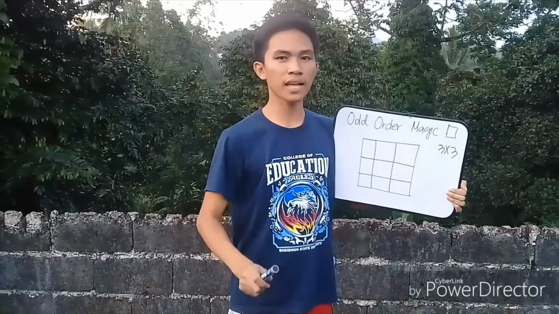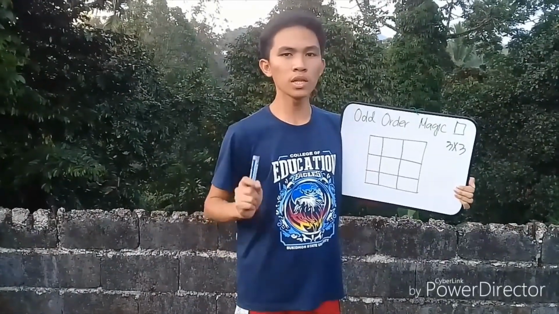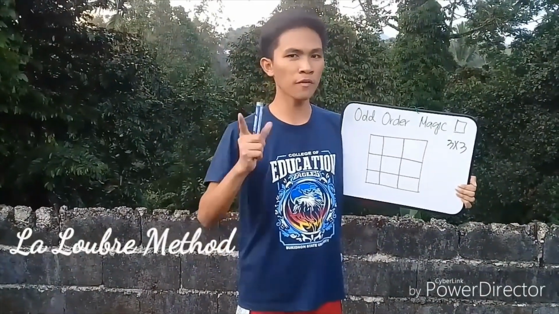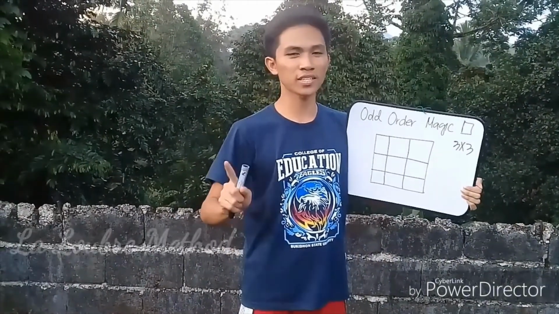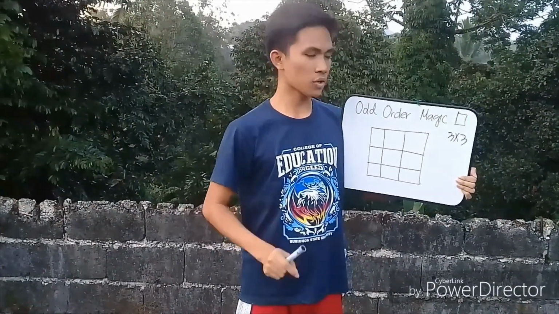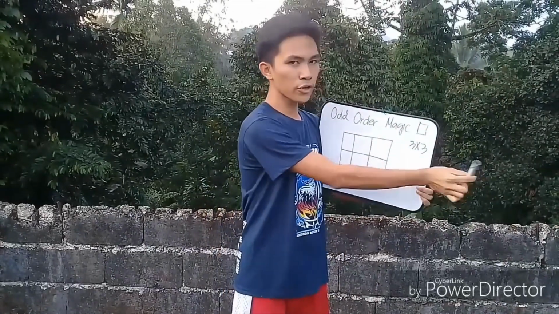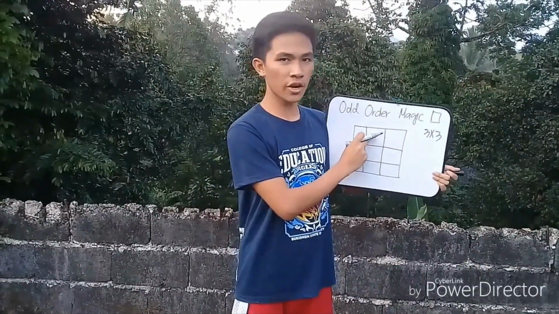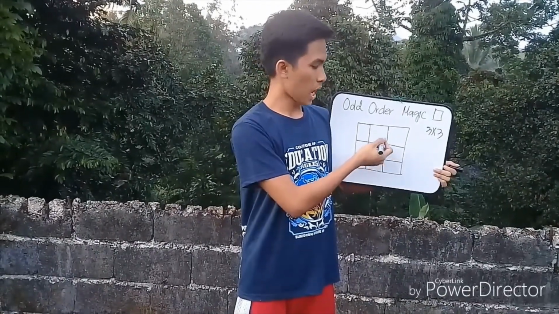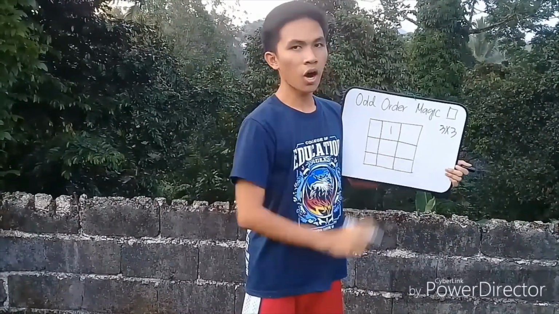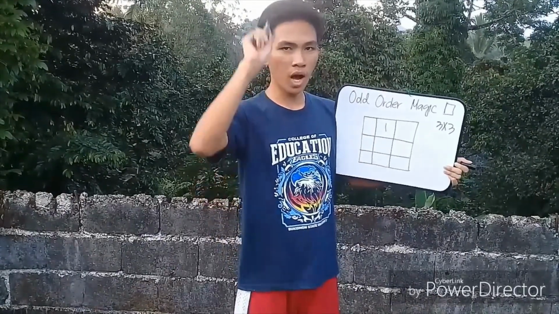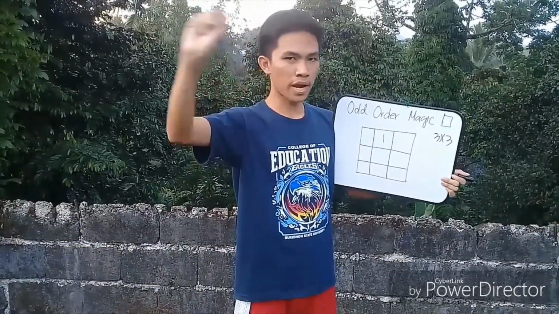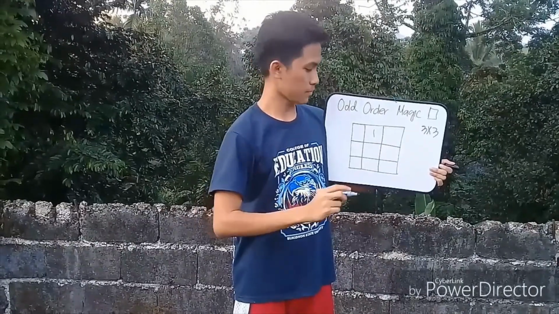So in order to create a 3x3 magic square, we will use the Lopre method. Are you familiar with that? I guess you're not. So let's talk about the method of Lopre. First, you have to put number 1 on the middle cell of any side. So it could be here, here, here, here. Let's start at this upper cell. So you have put 1. All you have to do is to move up, then move to the right. So let's follow that formula or pattern.